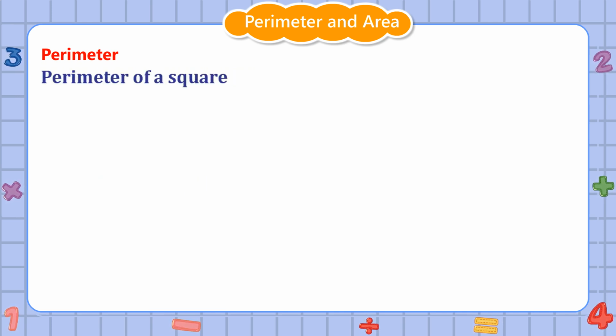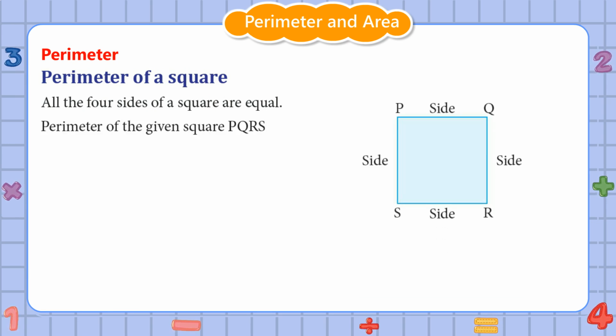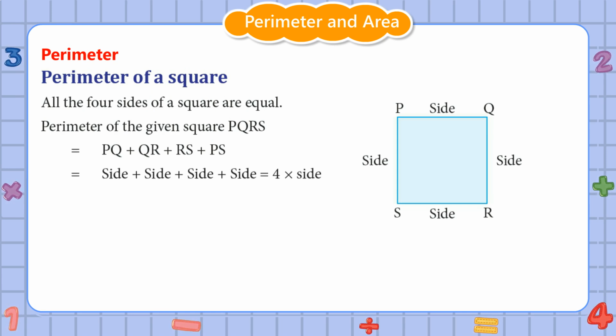Perimeter of a square. All the four sides of a square are equal. Perimeter of the given square PQRS is equal to PQ plus QR plus RS plus PS. It is equal to side plus side plus side plus side, which is equal to 4 multiply side. Thus, perimeter of a square is equal to 4 multiply side.